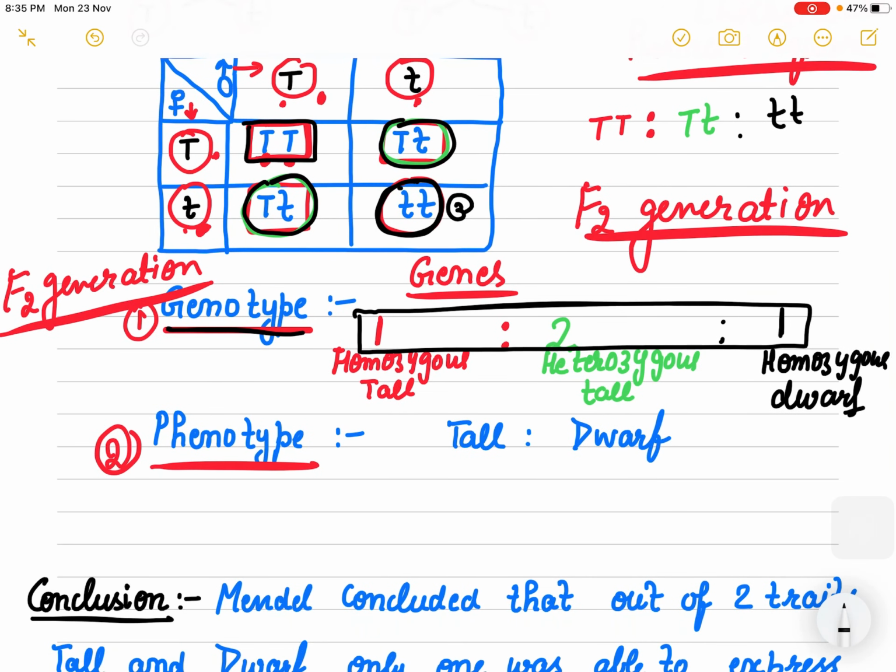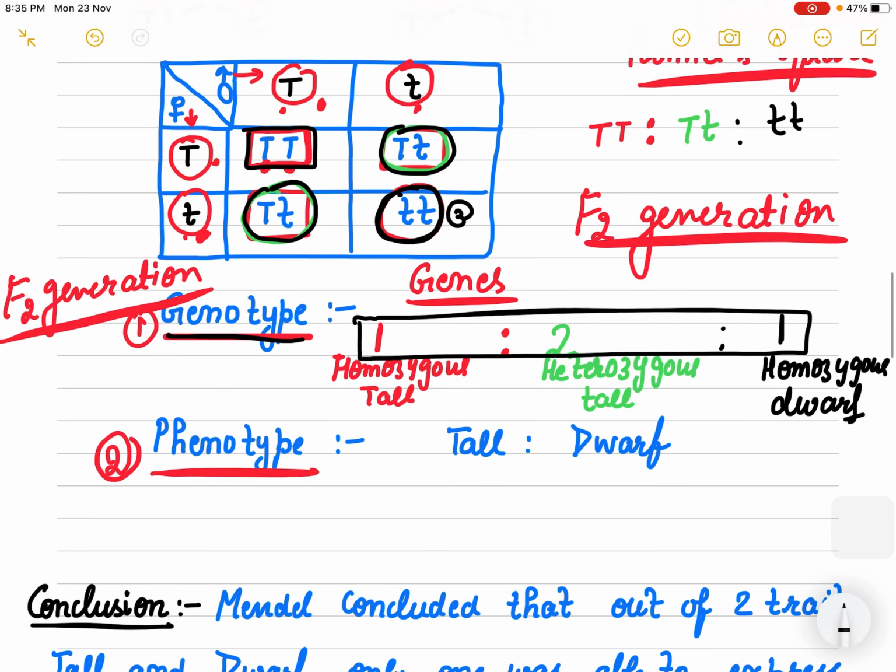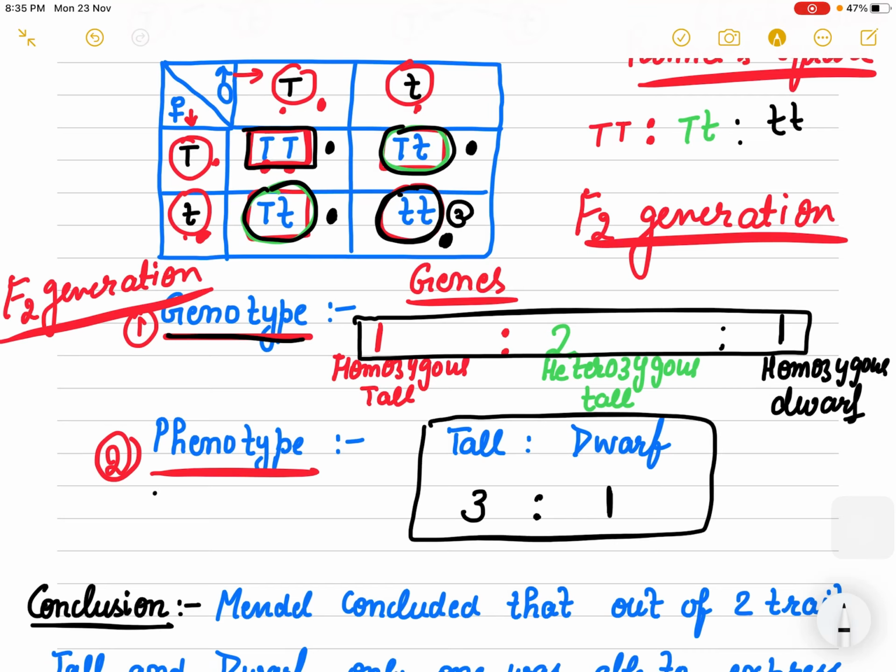But if I look from the outside, just from the outer side, how will the plants look? I will feel this is also tall, this is also tall, this one is also tall. So 3 I can see tall. Dwarf, the smaller tt will be completely dwarf. So what will be your phenotypic ratio? That is your expression from the outer side, not the genes. That will be 3:1. So genotypic ratio will be 1:2:1 and phenotypic ratio will be 3:1.